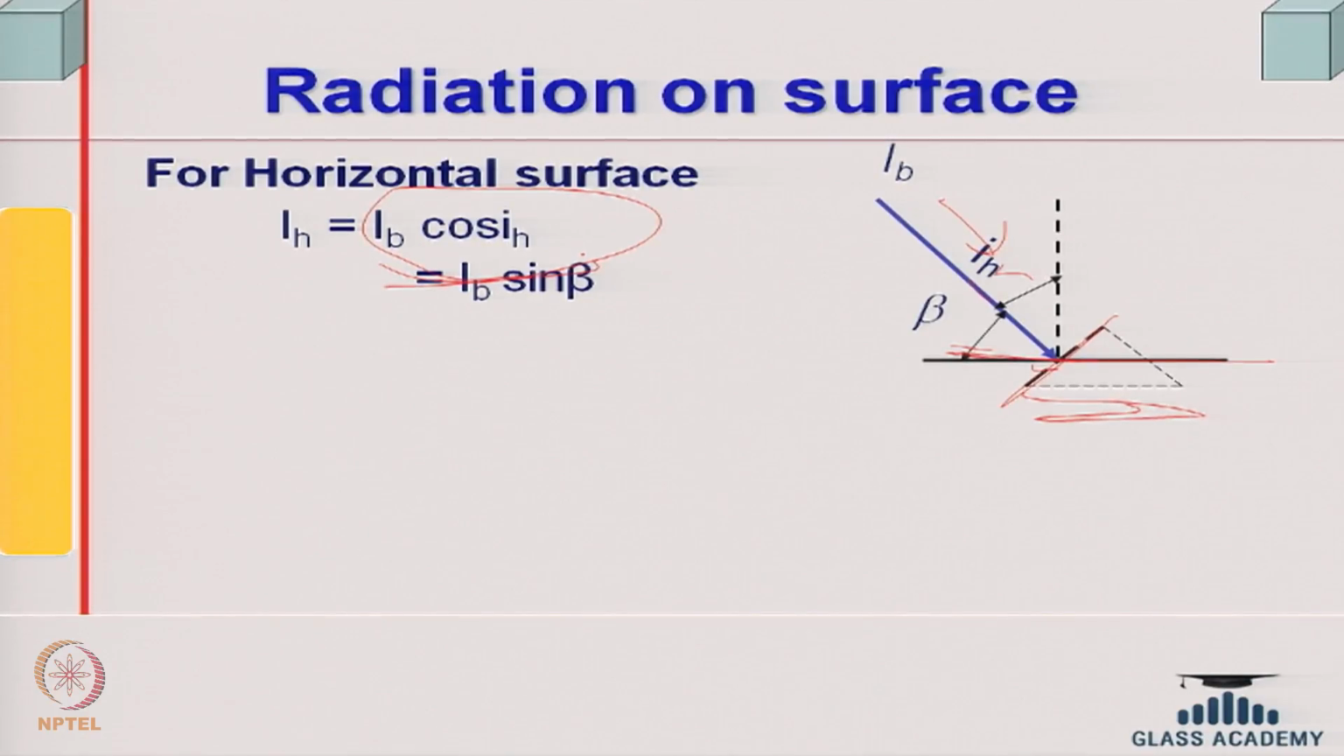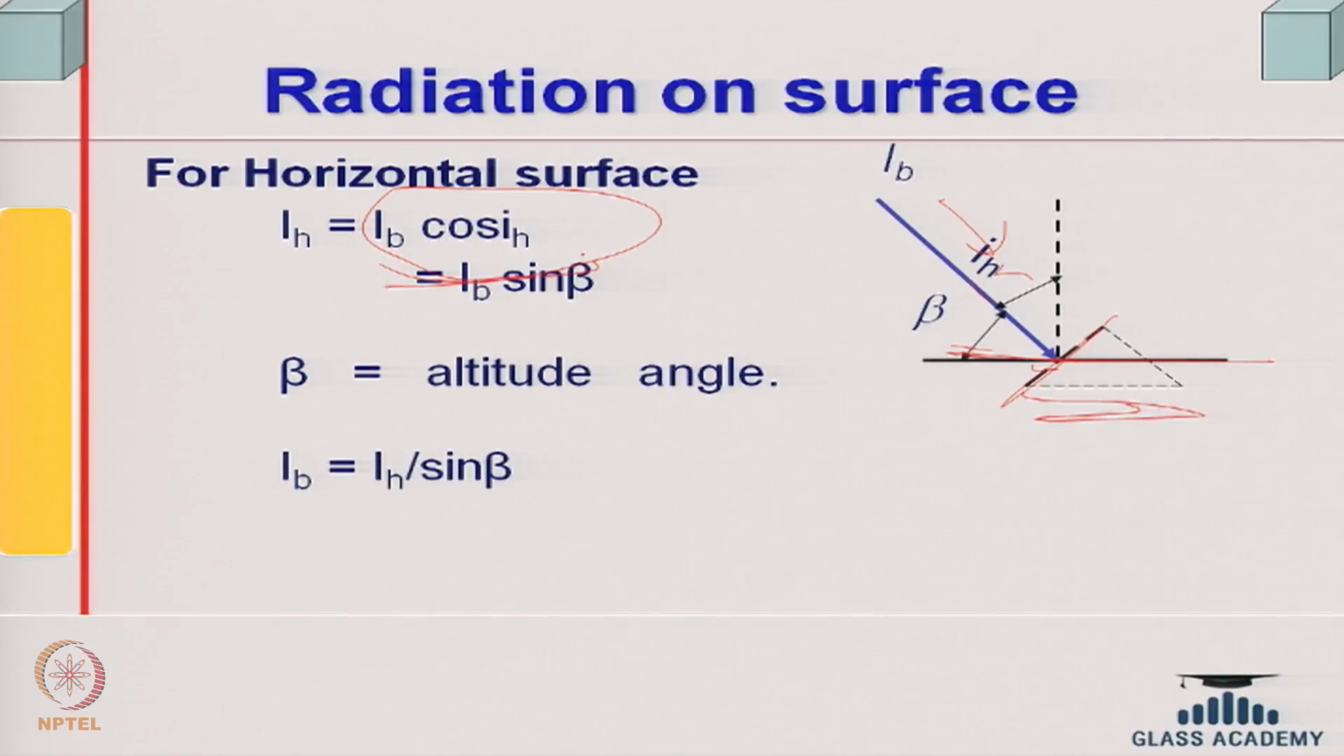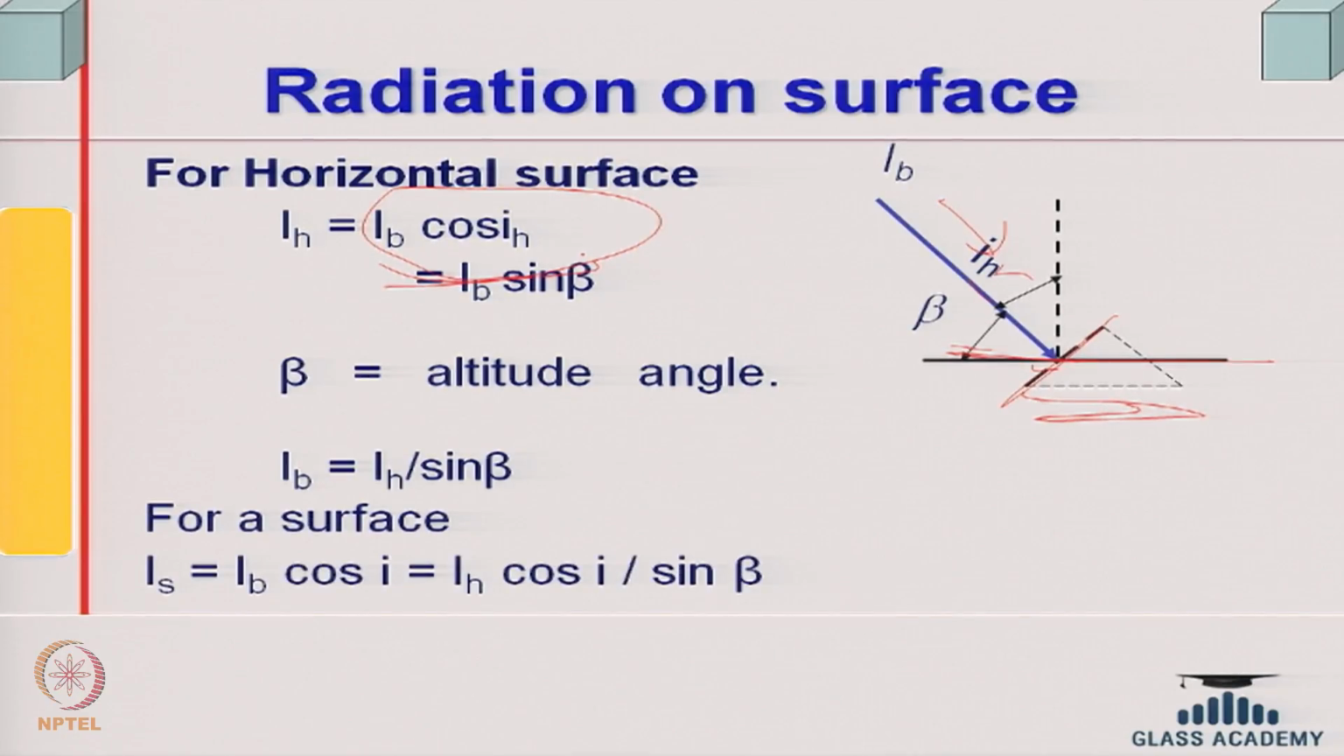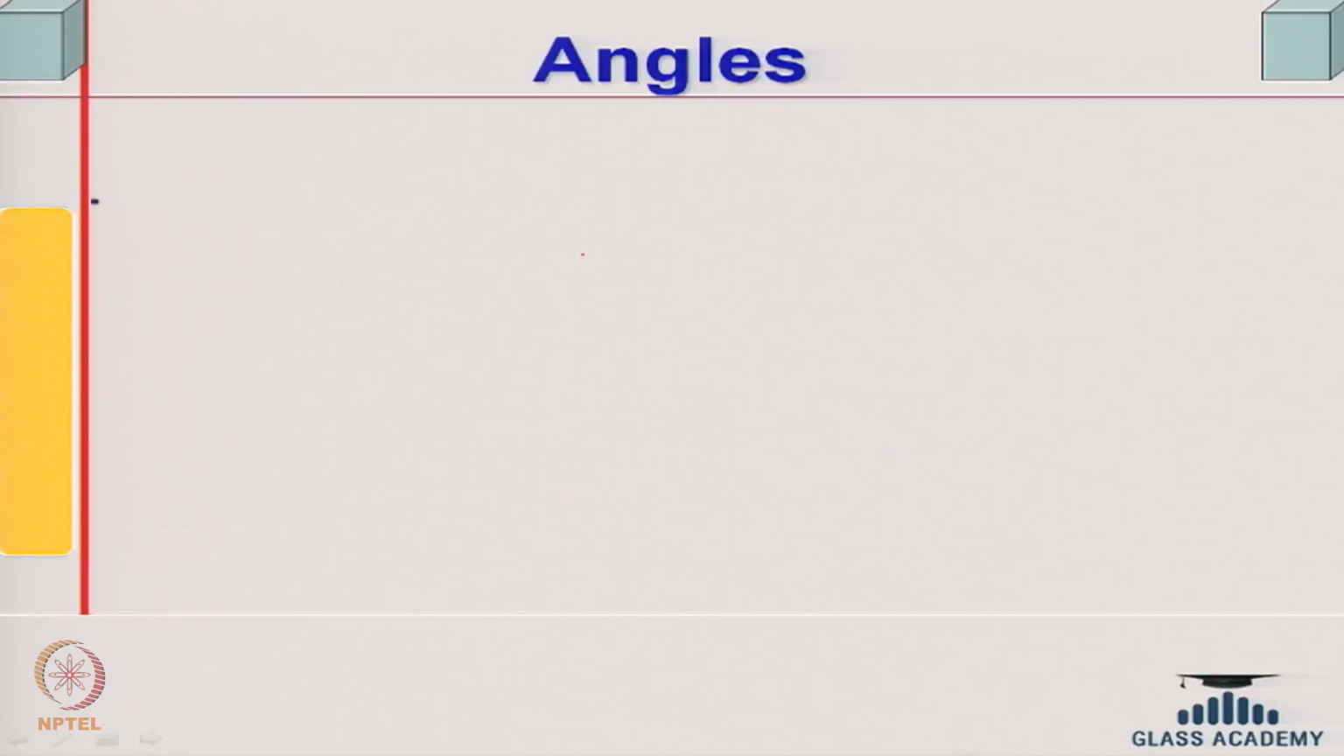Vertical surface, each vertical surface one can calculate, but I do not think I will go into details of this too much. Measurement is usually done on a horizontal surface, therefore beam radiation can be calculated backward from knowledge of the radiation received on the horizontal surface. For any other surface, you can find out with cos I, that is, IH cos I by sin beta. So that is what it is.